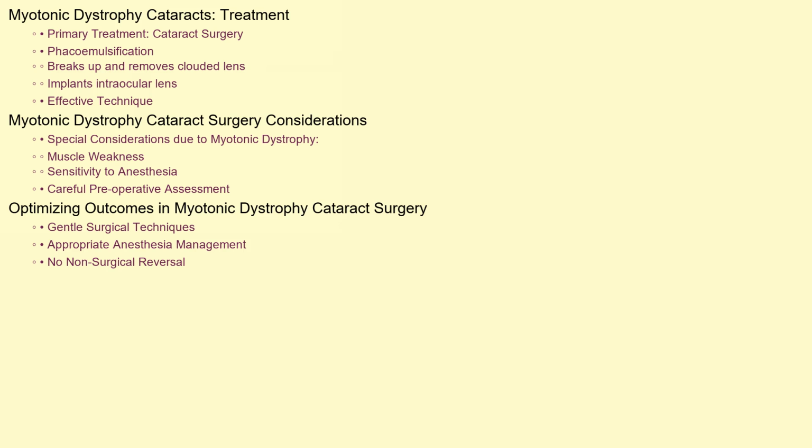The primary treatment for myotonic dystrophy-associated cataracts is cataract surgery. Phacoemulsification, a common technique where the clouded lens is broken up and removed through a small incision, followed by the implantation of an intraocular lens, is generally effective. However, special consideration is given during surgery due to potential muscle weakness and sensitivity to anesthesia common in myotonic dystrophy patients. Careful pre-operative assessment, gentle surgical techniques, and appropriate anesthesia management are crucial for optimal outcomes. There is currently no non-surgical way to reverse cataracts.